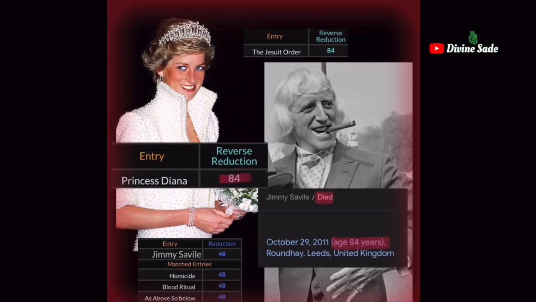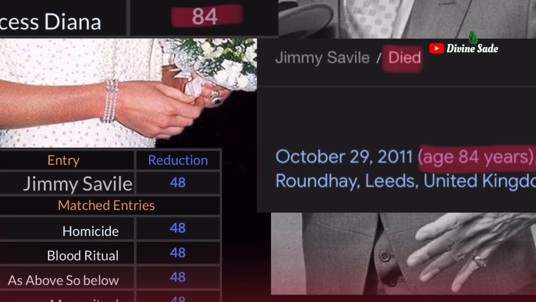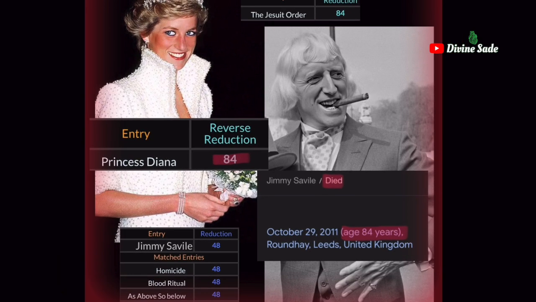And what is the chances that Princess Diana equals 84 in a reverse reduction cipher, and Jimmy, he died at 84 years old? Come on now, what is that connection? Both from the UK, that's another connection. And then let's look at some gematria with Jimmy. Jimmy's full stage name matches to homicide, blood ritual, as above, so below, and moon ritual with 48, which is connected to his death because he died at 84.